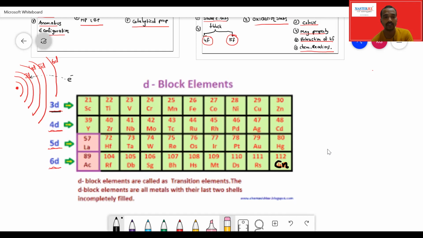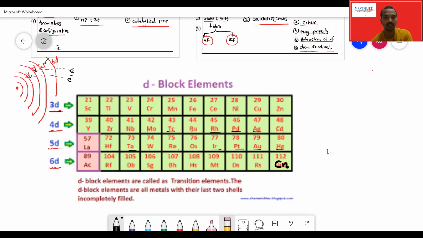Next, if the differentiating electron enters into the 4D orbital, that is called the 4D series. Yttrium, zirconium, niobium, molybdenum, technetium, ruthenium, rhodium, palladium, silver, cadmium. All these come under the 4D series. If the differentiating electron enters into 5D, then it is called the 5D series. Lanthanum, hafnium, tantalum, tungsten, rhenium, osmium, iridium, platinum, gold, mercury come under this.